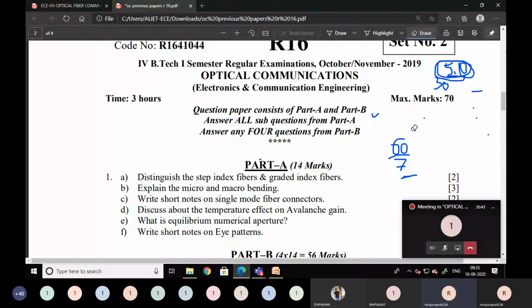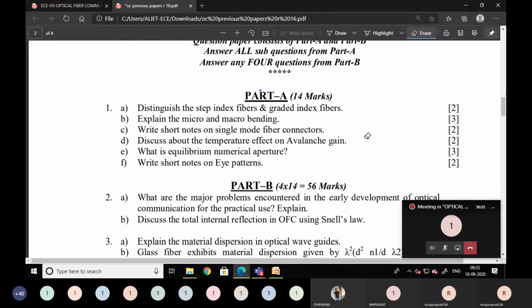Anything to say, anyone? Any doubts regarding writing questions and answers in the external examination? Anyone? Quickly tell me, any questions? Sir, I may write like this, is it correct or not? Sir, I may write like this, is it possible or not? Like that, anyone?